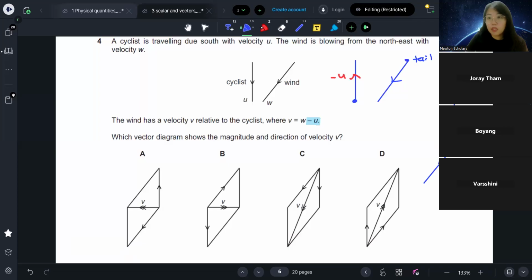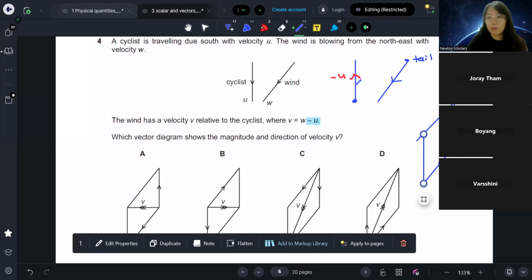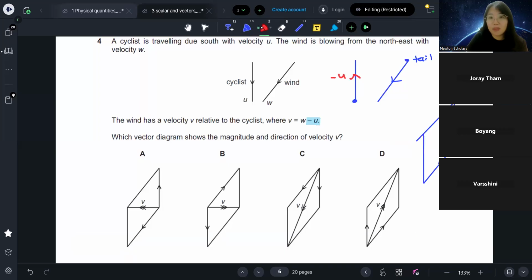Can you see that parallelogram? They were starting from the same point, tail to tail. Then after that, we just need to draw parallel lines. Draw a parallel line, then this one also, draw the parallel line. Ooh, my parallel line is not parallel. It's okay, you know what I mean, right?